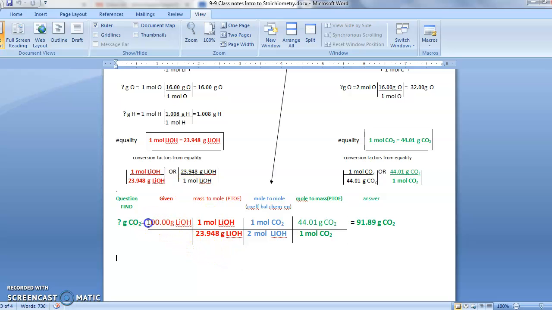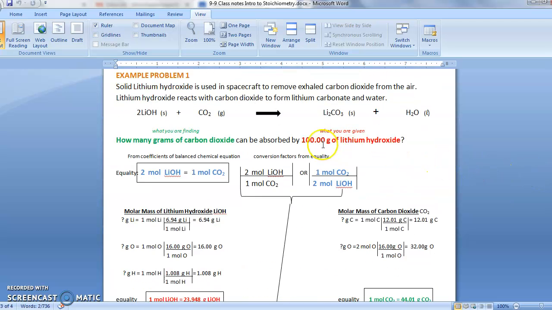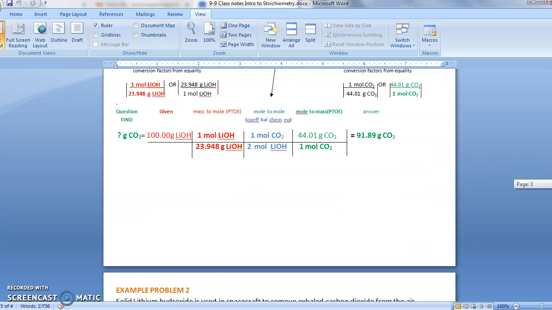Why is that? Our given is 100 grams of lithium hydroxide. Right there. That's our given. We've got mass on top, so we need it on the bottom, so that dimensional analysis or the factor label method will allow us to cancel that out. And we are now at moles of lithium hydroxide.